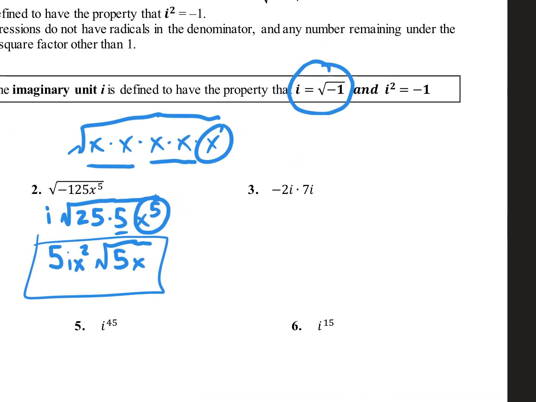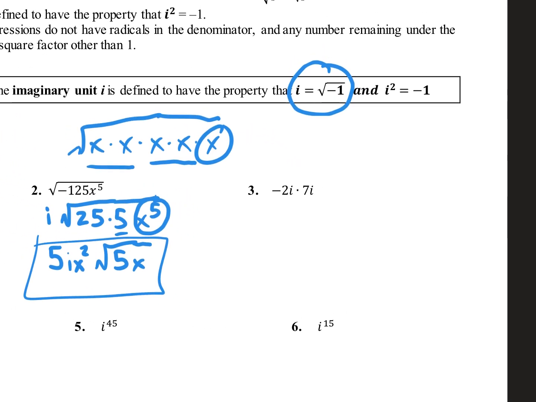All right, for number 3, we can multiply those together and get -14i squared. However, i squared is equal to -1. So -14 times -1 is 14.